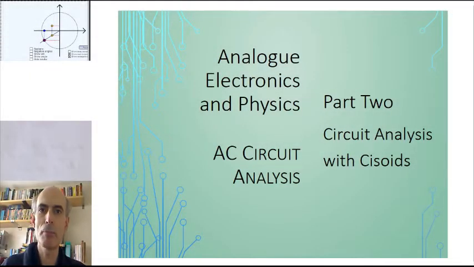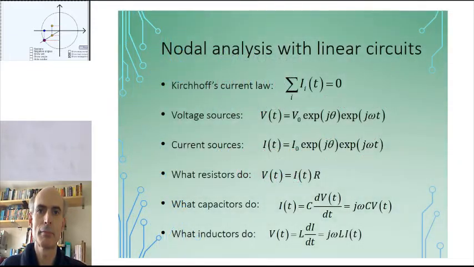Hello, and this time I'm going to do a very quick bit of circuit analysis, assuming that the source in the circuit is a cisoid. You may remember that for nodal analysis we use Kirchhoff's current law, and Kirchhoff's current law says that the net sum of all the currents flowing into a node is zero. Or, as I've mentioned, I find that easier to remember in terms of the current flowing into a node is equal to the current flowing out of the node.